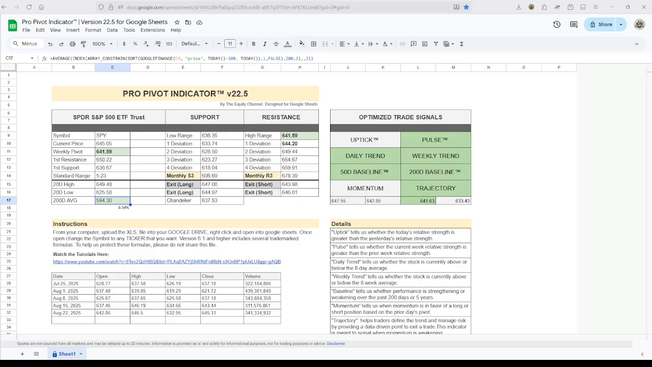It'll be uploaded just shortly to talk about the support and resistance levels using standard deviations.